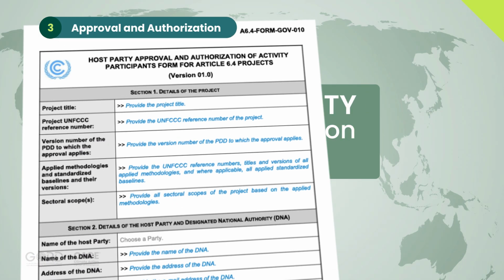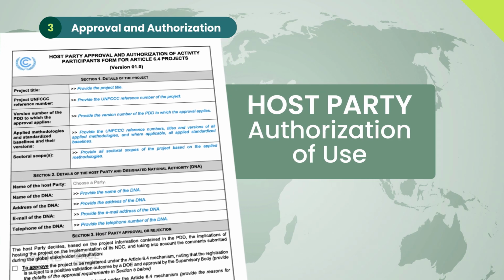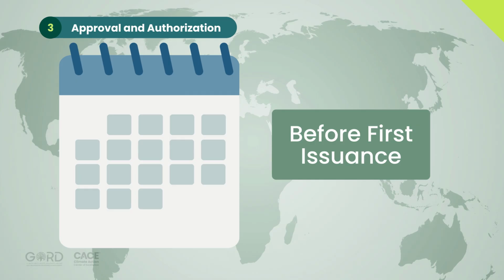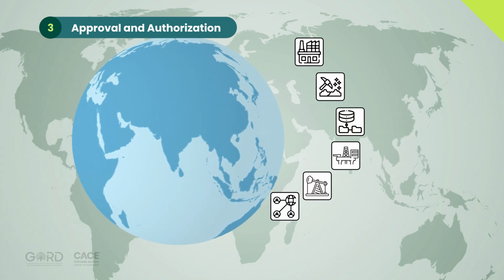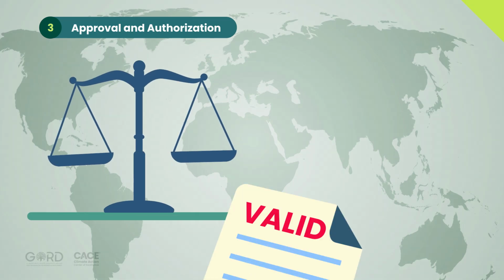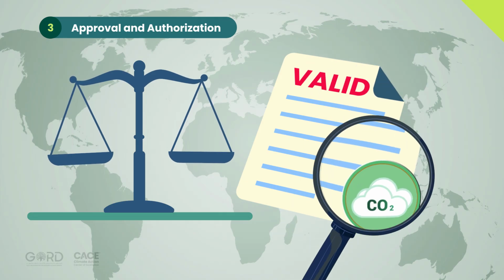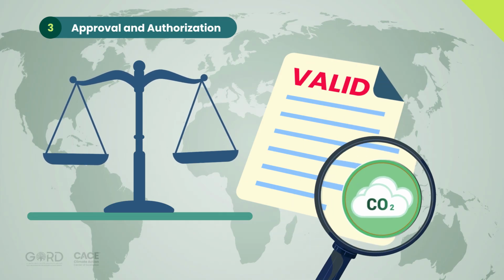Importantly, this is different from the host party's authorization of the use of Article 6.4 ERs, which can be granted alongside the approval, but before the first issuance, if the reductions are to count toward an NDC or other international mitigation purposes. This ensures full transparency and legal clarity before any credits are transferred or used internationally.